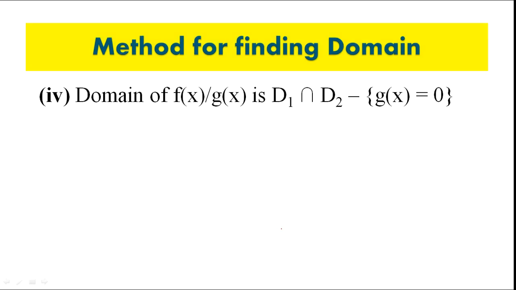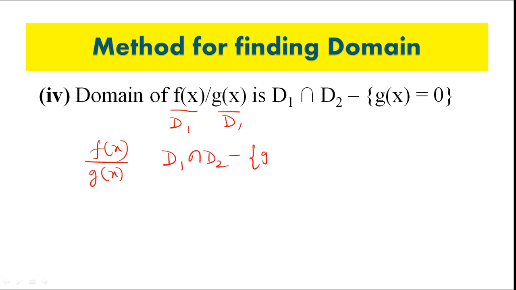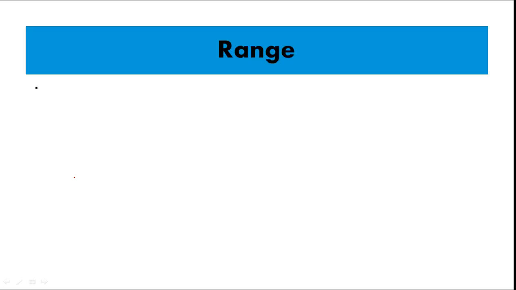Now the same thing happens in case of quotient, but one more condition is added, that is the denominator should not be 0. If f has domain d1 and g has domain d2, then the domain of f of x upon g of x is given by the intersection minus all those values for which g of x is equal to 0. Why? Because in that case this function will not be defined. Is that clear? Okay.